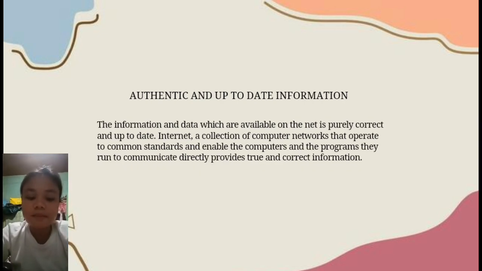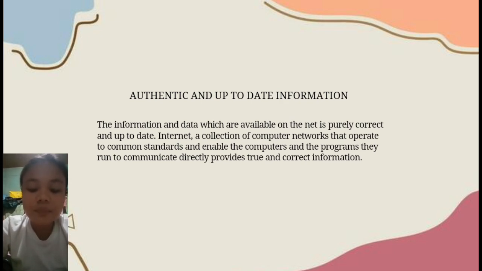Authentic and up-to-date information. The information and data which are available on the net is purely correct and up-to-date. Internet, a collection of computer networks that operate to common standards and enable the computers and the programs they run to communicate directly, provides true and correct information.